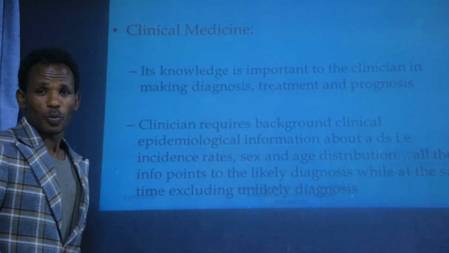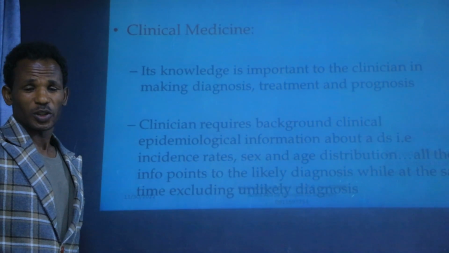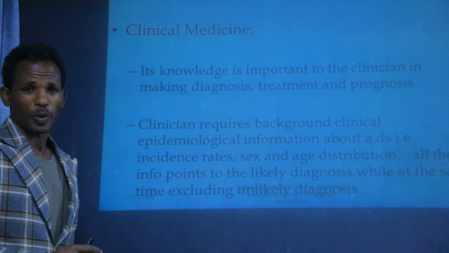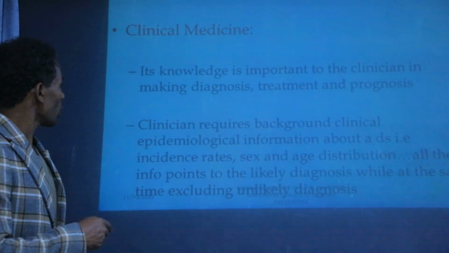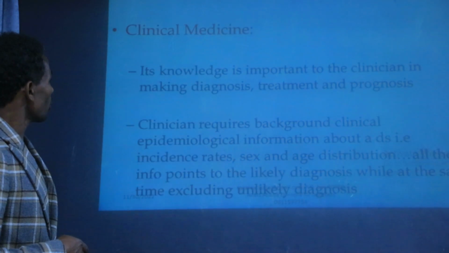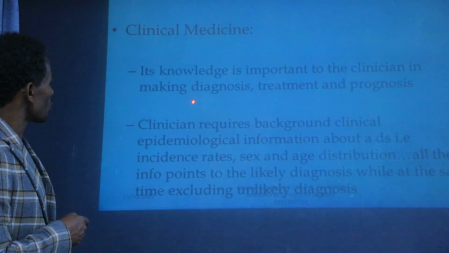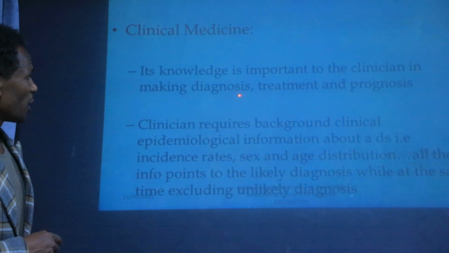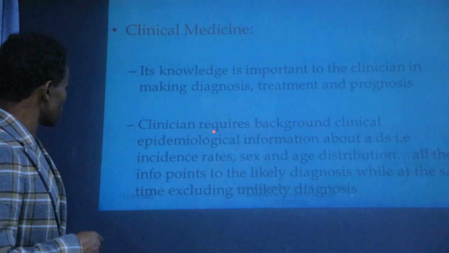So the importance of epidemiology we can categorize in two parts, which means clinical importance and also public health importance. As a whole, in clinical medicine, the knowledge is important to the clinician in making diagnosis, treatment and prognosis.